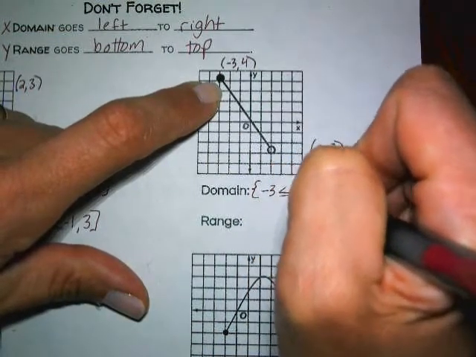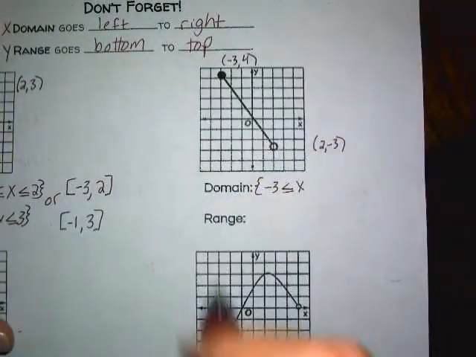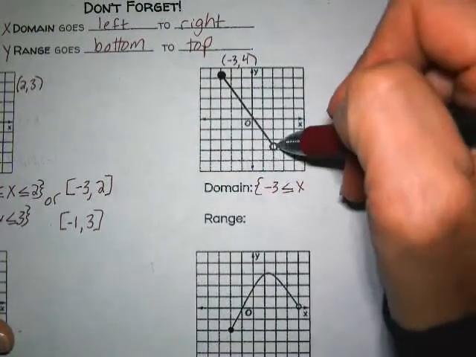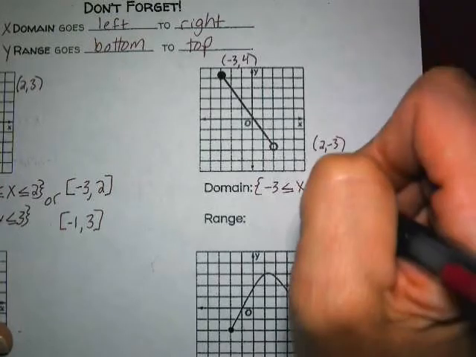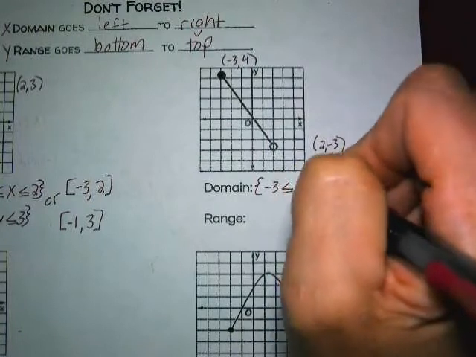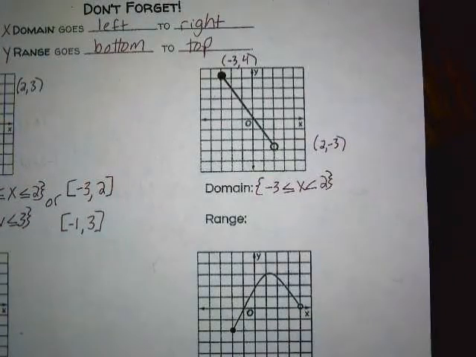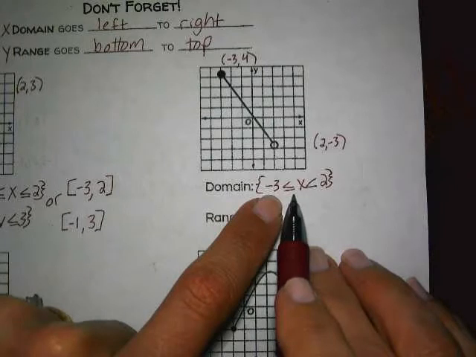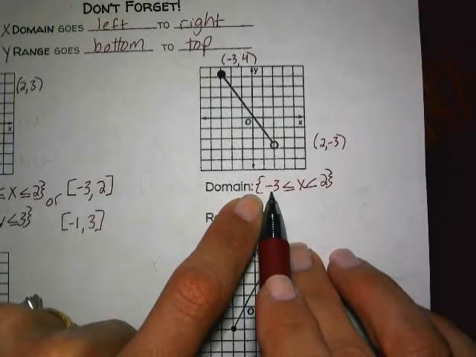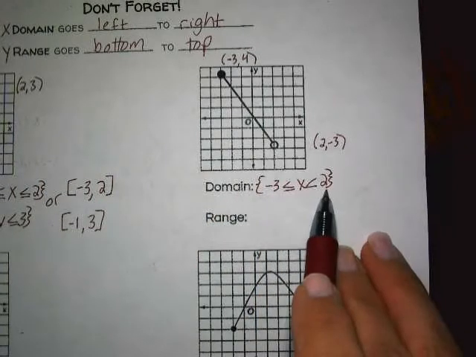What are we working on here? We're working on our x's. And how far right does our graph go? Well, it comes all the way down to here. What is this x value? This is the x value of 2. But this time we have an open circle, so I'm going to only put less than 2. So this is telling us that our domain is -3, including -3, all the way to, but not including +2.